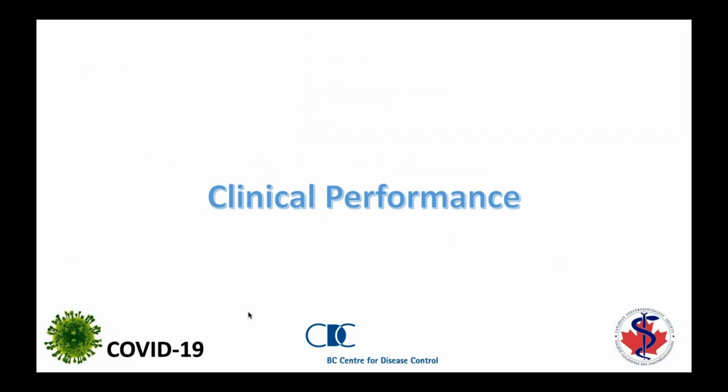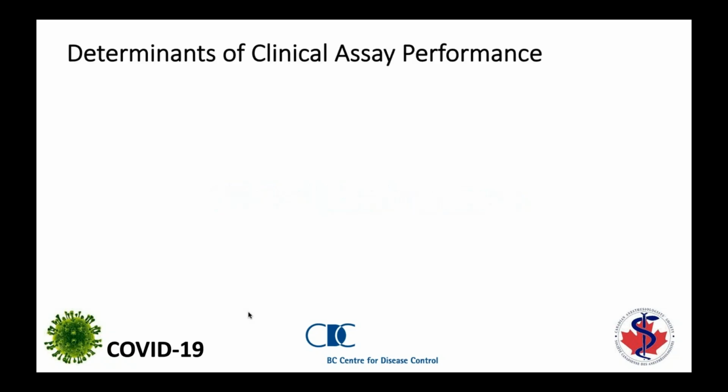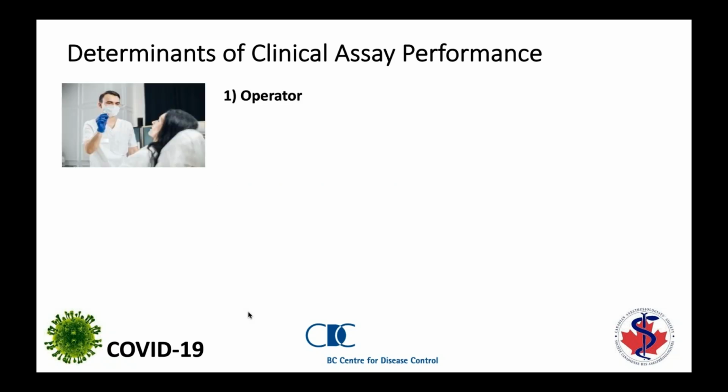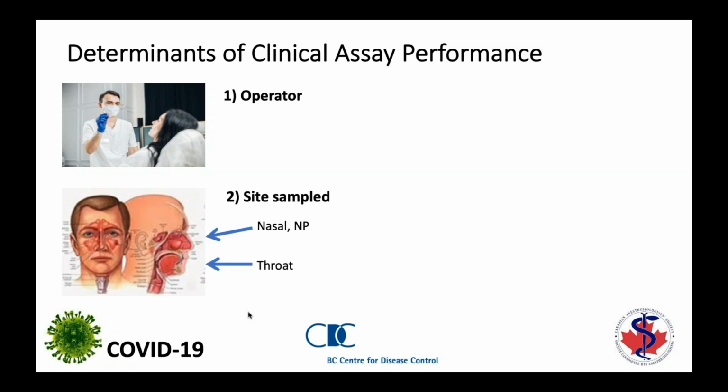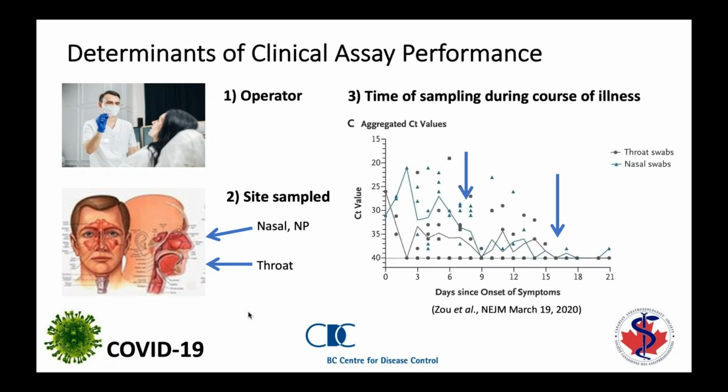So that's essentially a recap of the analytical performance and some of the considerations and evaluations that we perform to understand how our assay performs. The other component is referred to as the clinical assay performance, which depends on three key issues. There are others, but I think three very important and primary issues are the operator of the assay, and which site is sampled, so whether we're sampling from the nose, the nares, the nasopharyngeal area, or the throat.